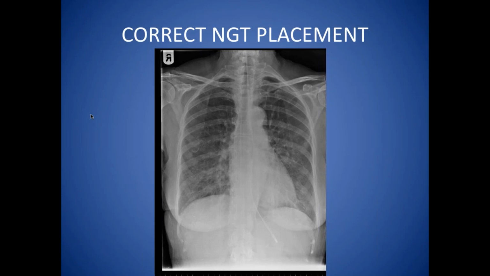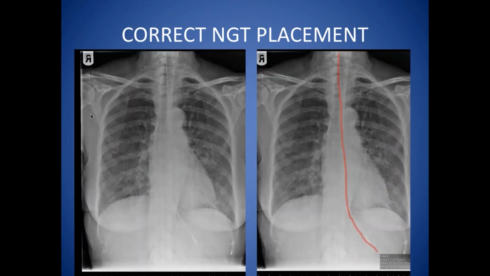It should really bisect the carina, and then it turns to the left to enter the stomach at the gastroesophageal junction. And this is the correct course. But I've seen so many times nasogastric tubes being in the wrong place, and I'll show you some examples.